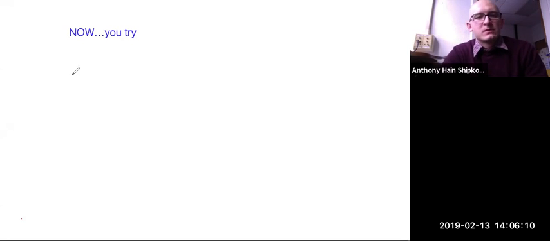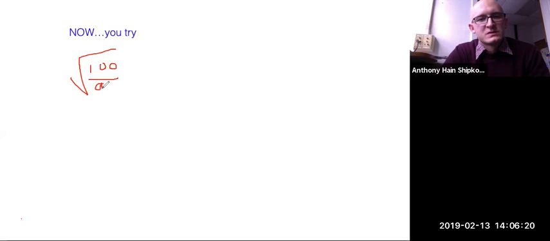So the first one is going to be this. Square root of 100 divided by 9. This pen tool is not very user-friendly. The next one is going to be 6 pi divided by 2 pi. Be careful with that one. That one's a challenge question.